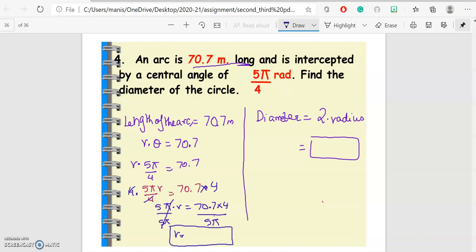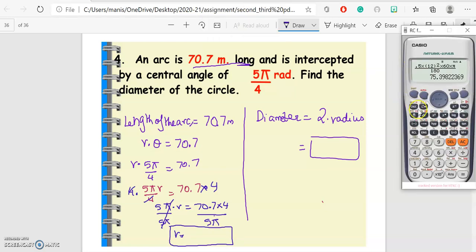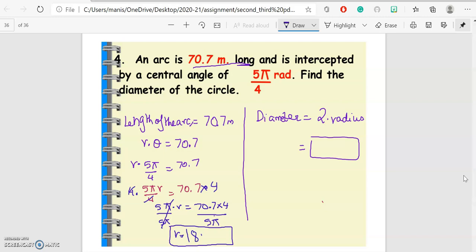So let's type this in the calculator. 70.7 times 4 divided by 5, and the symbol pi we get in our calculator by pressing shift and this key over here. 18.0 or 18. So we just take 18 meter and this is your radius.